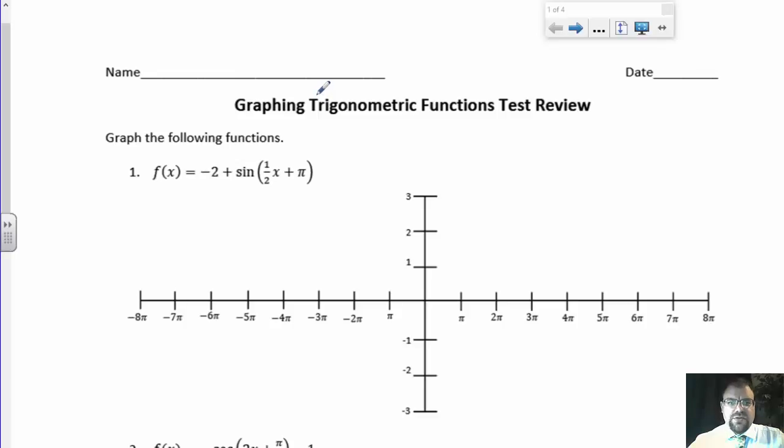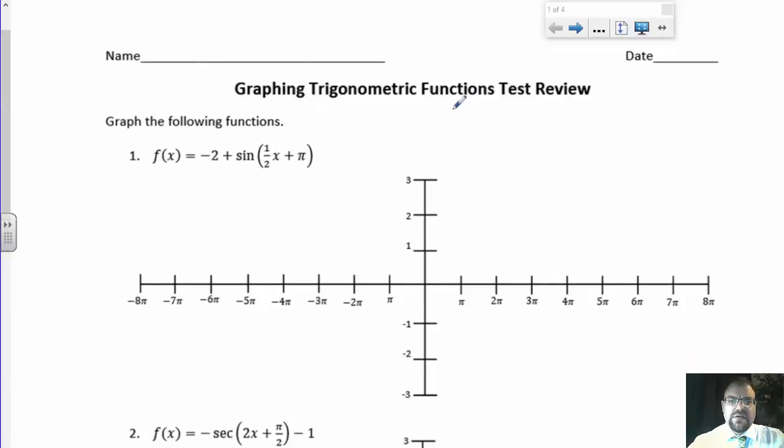Okay, how's it going, guys? We're going to do the graphing trigonometric functions test review. This is what I gave you in class, and now we're going to go over the whole thing as quickly as possible. We're going to start with number one with this graph.